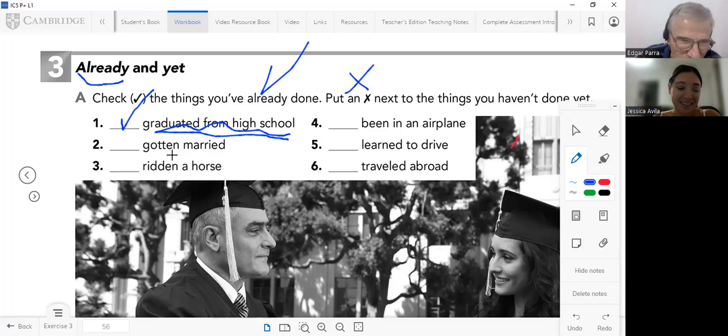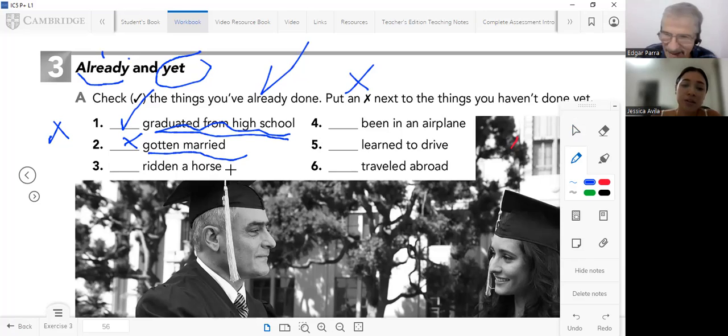Okay. Now, what do you say for this? An X or a check? An X, because, okay, tell me the sentence. What are you going to use? Yet or already? Yet. So, can you please tell me the sentence? If it is negative, what do you say? Remember that if it is negative, you have to say haven't. I haven't gotten married yet.